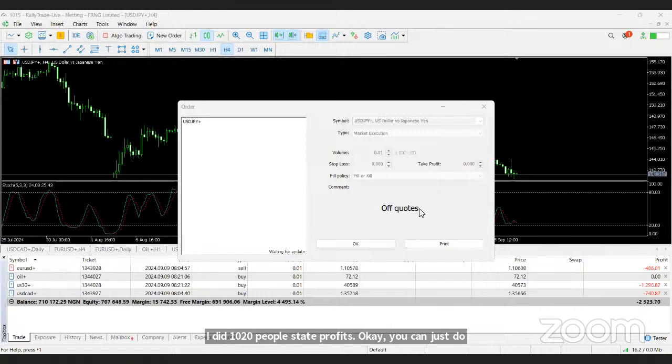Chinedu or Saji, the same analysis I gave for US 30 should work for US 100, and should work for D30. I think I mentioned that already.